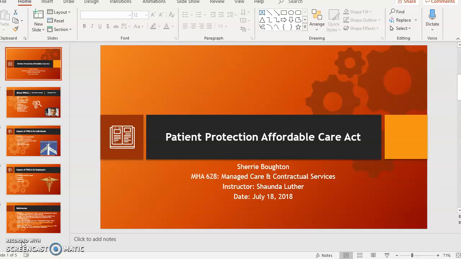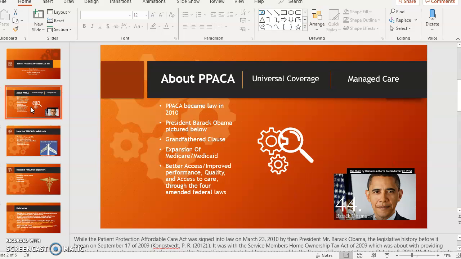I'm going to talk about the Patient Protection and Affordable Care Act. We're going to talk about the PPACA. It's universal coverage. It's managed care. The several bullet points: PPACA became law in 2010. President Barack Obama, pictured below, is the president who signed it into law.